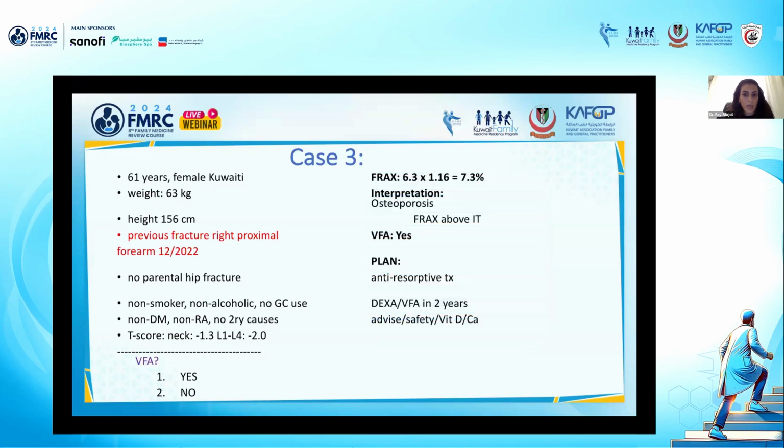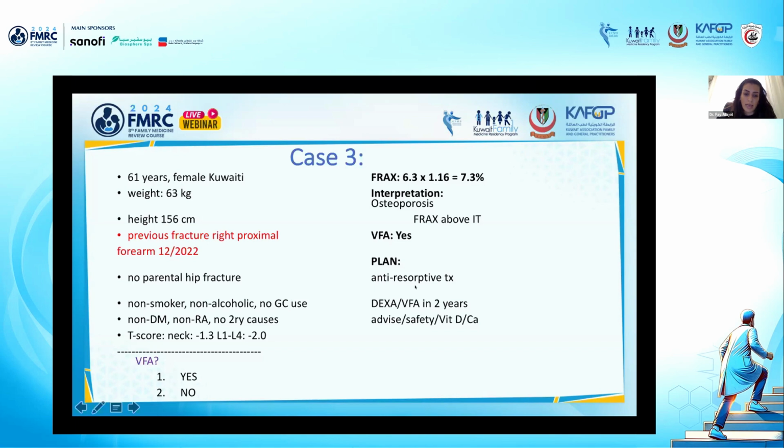So let's see. The patient calculated frax is 6.3. You have to multiply by the factor 1.16. That will increase his risk. Why? Because the patient has had a previous fracture, which is recent. If you can see, it happened in December 2022. So it is within the 2 years window. Okay. So the new frax is 7.3. And if you interpret this frax, it is above intervention threshold for this patient.